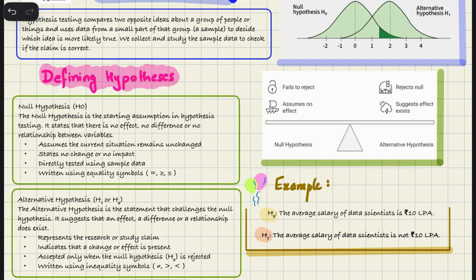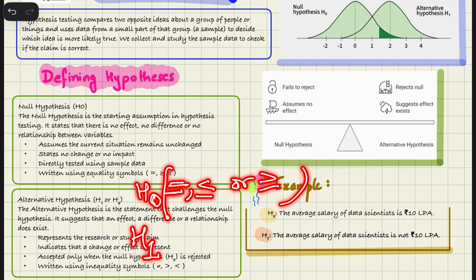When writing these numericals, remember that H0 always contains the equality signs, either equal to, less than or equal to, or greater than or equal to. But the alternative hypothesis H1 never includes these equality signs. It is a statement that proves H0 wrong, so it is just opposing.